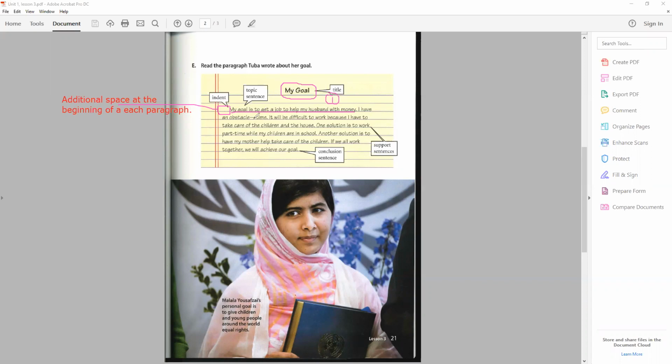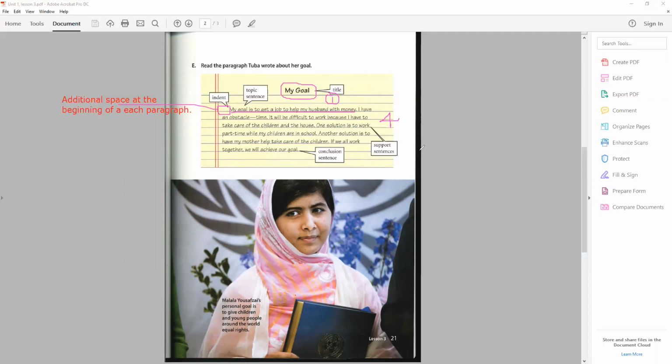I have an obstacle, time. It will be difficult to work because I have to take care of my children and the house. One solution is to work part-time while my children are in school. Another solution is to have my mother help take care of the children. So she has 4 support sentences, and that's okay. You do need at least 3, but she has 4.